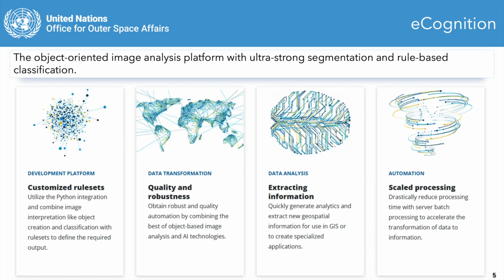Now let us begin with eCognition. eCognition is an object-oriented image analysis platform. It is well known for image segmentation and rule-based classification.